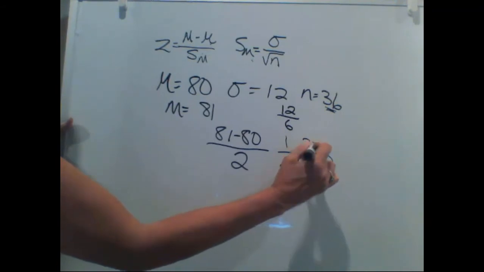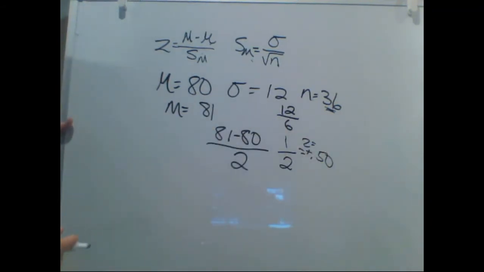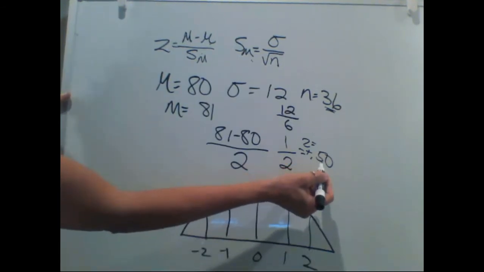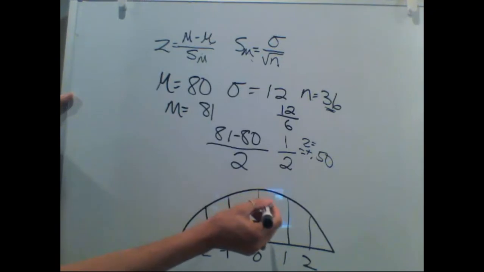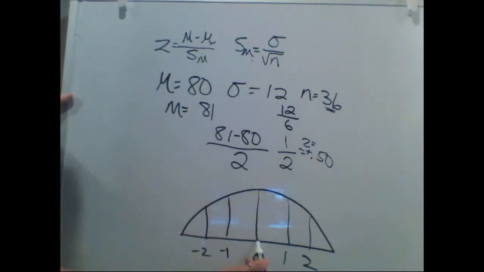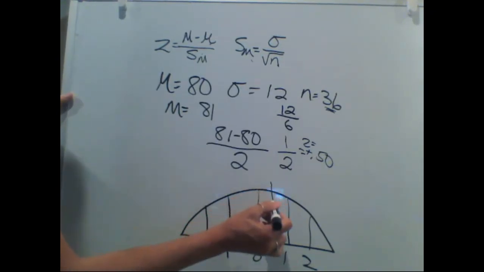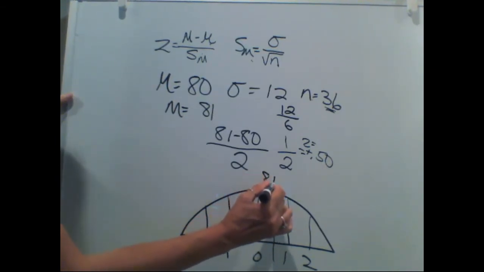We could say a positive 0.50. Let's see where this is in the normal distribution. Okay, so it is a half of a standard deviation basically. A z-score of 0.5 is halfway between 0 and 1. So I'm going to draw the line right here. And this is going to be where our mean of 81 would be.